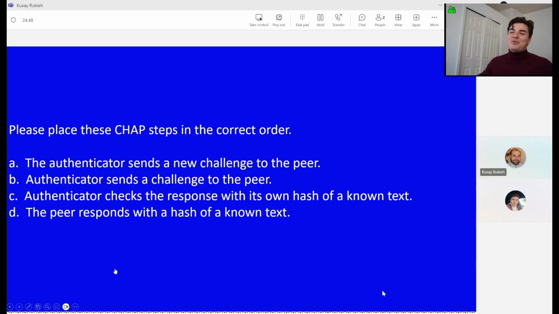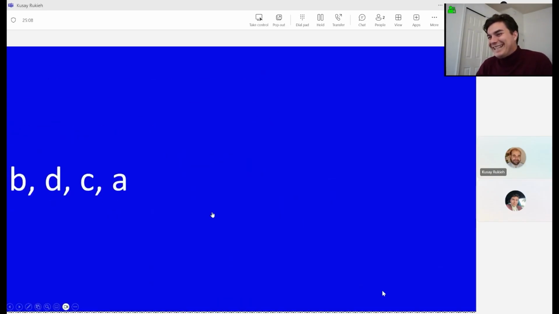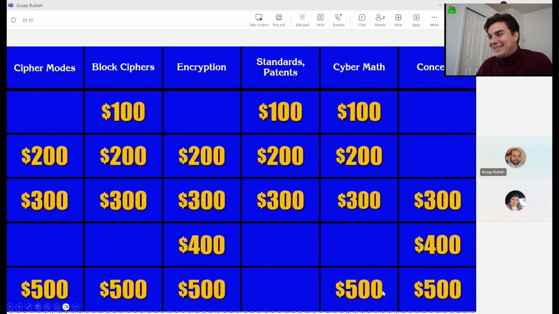Oh, I was misreading this question earlier. I definitely would have got this, but I understand now what it's asking. It's just put it in the right order. That's BCDA. Very good. Correct. All right, I'm ready for the next question.